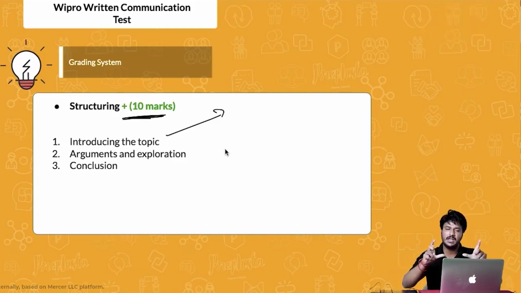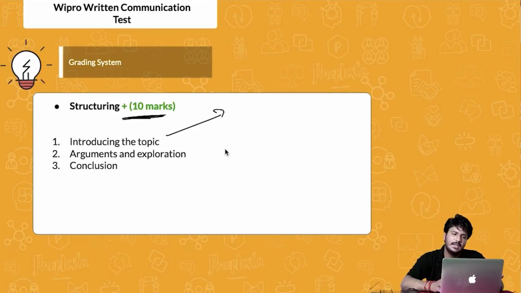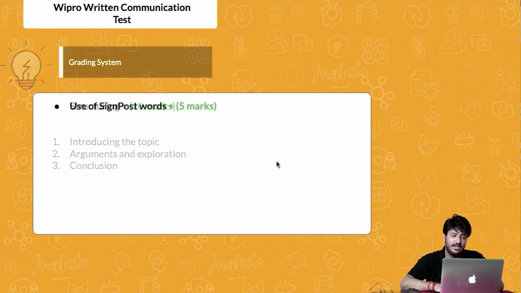So use words like I conclude, all of these which convey the meaning of conclusion. You can find a lot on how to conclude. You can just Google that, and you will be able to find different ways of how you can conclude your argument, right? So basically, this is one more parameter that is there for the Wipro NLTH or Wipro written communication test.